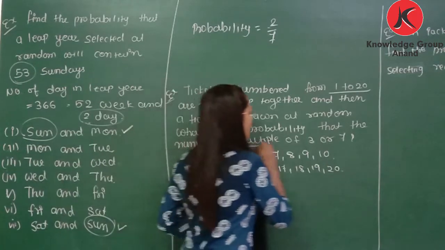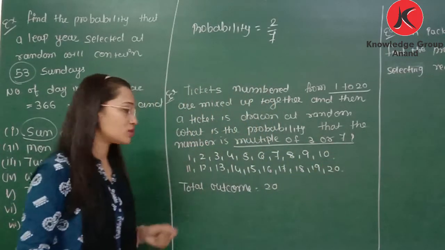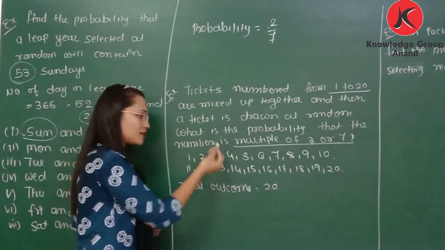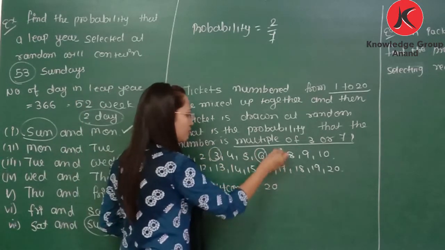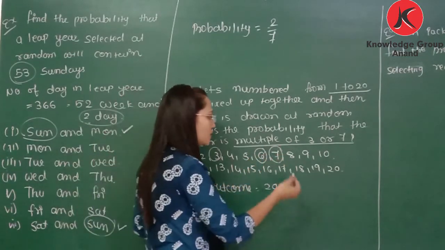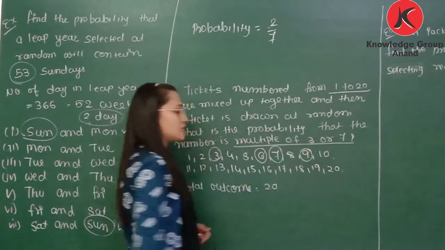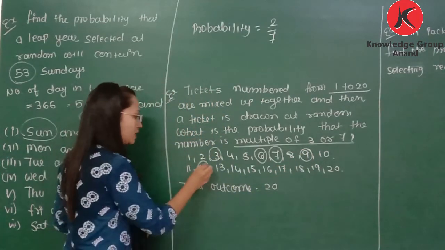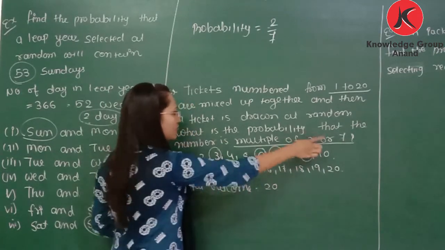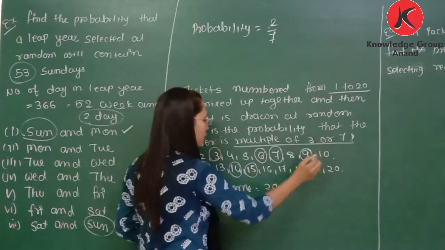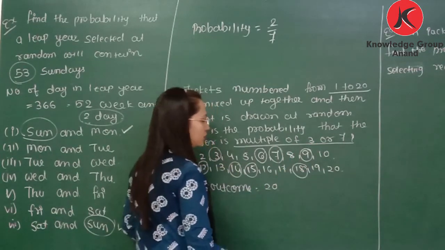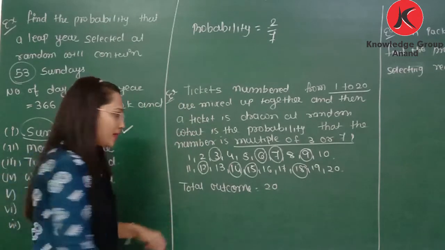Favorable outcome is a multiple of 3 or 7. So let's find. 1 is not a multiple of 3 or 7. 2 is not. 3 is a multiple of 3. 6 is a multiple of 3. 7 is a multiple of 7. 9 is a multiple of 3. 12 is a multiple of 3. 14 is a multiple of 7. 15 is a multiple of 3. Then 18 is a multiple of 3. So these are the favorable outcomes.